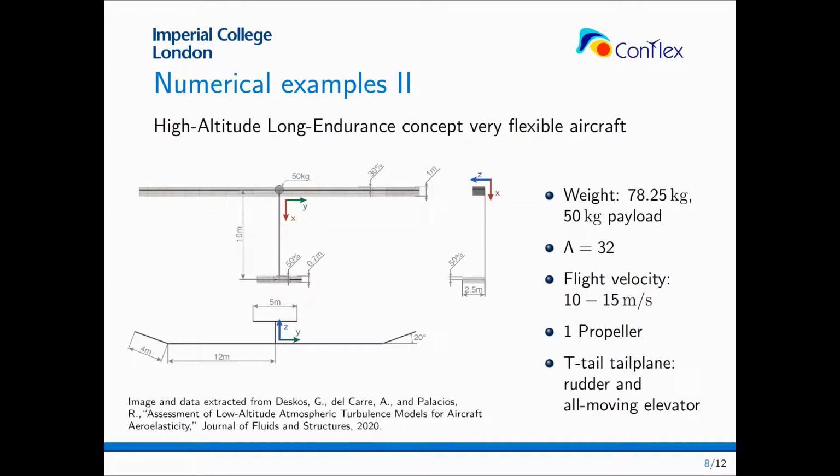So for this second case, we consider a free-flying aircraft scenario, where we use this high-altitude, long endurance concept with a weight of slightly less than 80 kilograms, a very high aspect ratio, and typical flight velocities of 10 to 15 meters per second. The control inputs that this aircraft has are one propeller, which gives us the thrust command, sitting here at the intersection of the wing and the fuselage. And then there is a T-tail tailplane, where there is a rudder and a moving elevator. From the overall weight of the structure, 50 kilograms is a concentrated mass, which is sitting here at the intersection as well. So this is considered to be a model of the payload of the system.